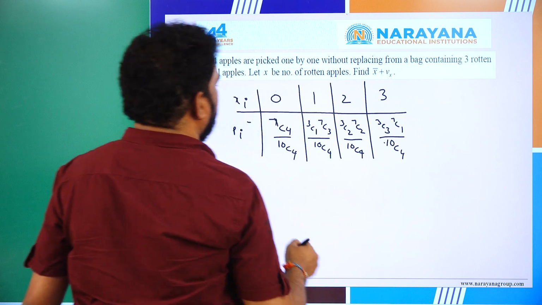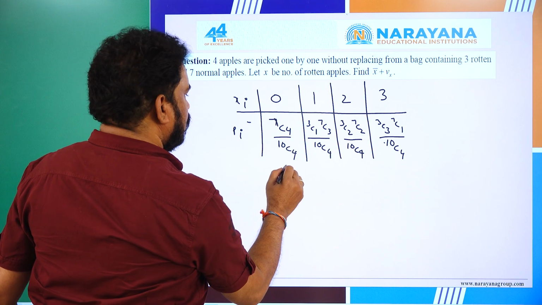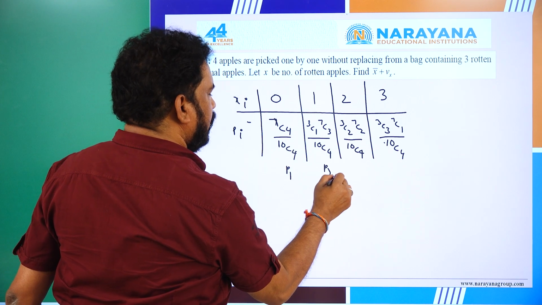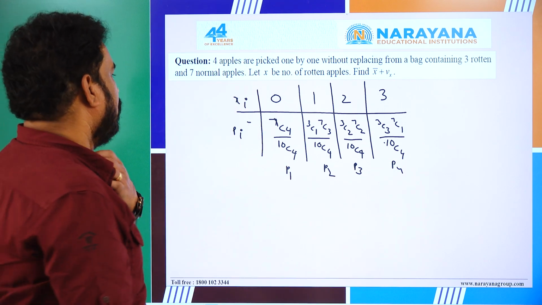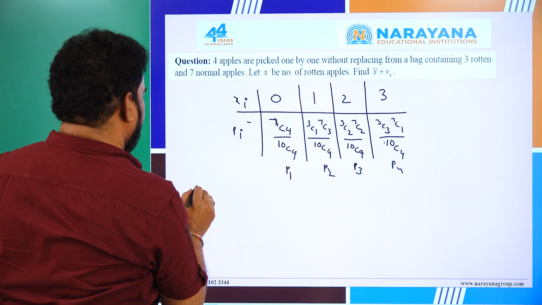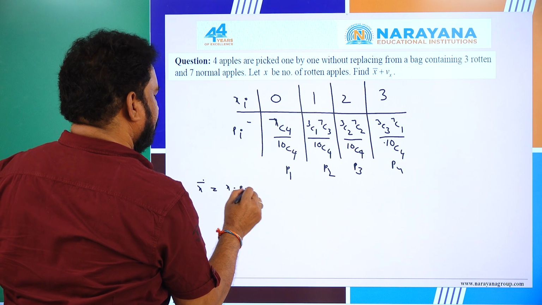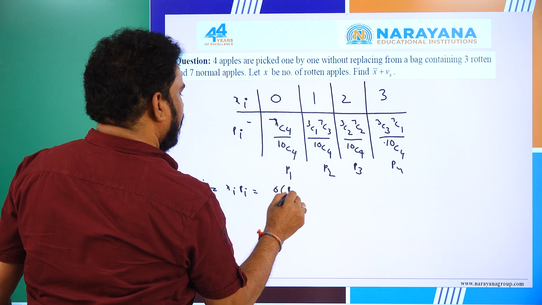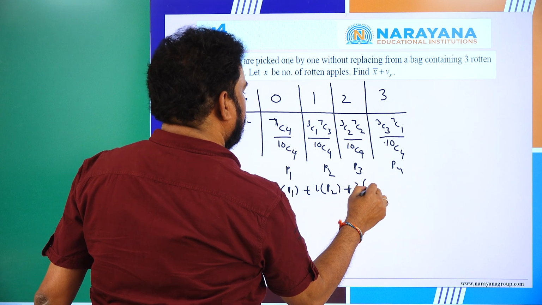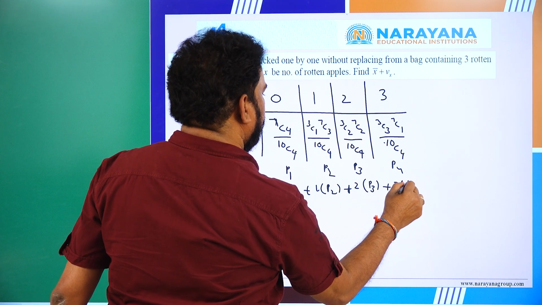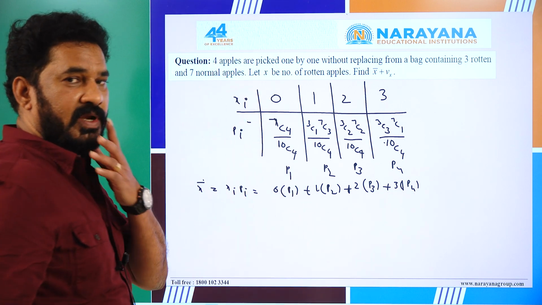10C4. Calculating it takes much time, so I am leaving it for you to calculate. Let us take these as P1, P2, P3 and P4. After calculating we will get something. The mean, x bar, is equal to sum of xi into pi. So 0 into P1 plus 1 into P2 plus 2 into P3 plus 3 into P4. What is the answer you are getting? That is the mean, x bar.